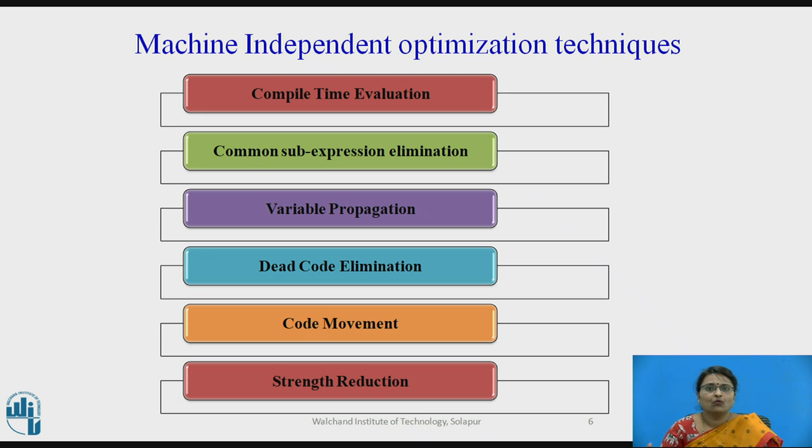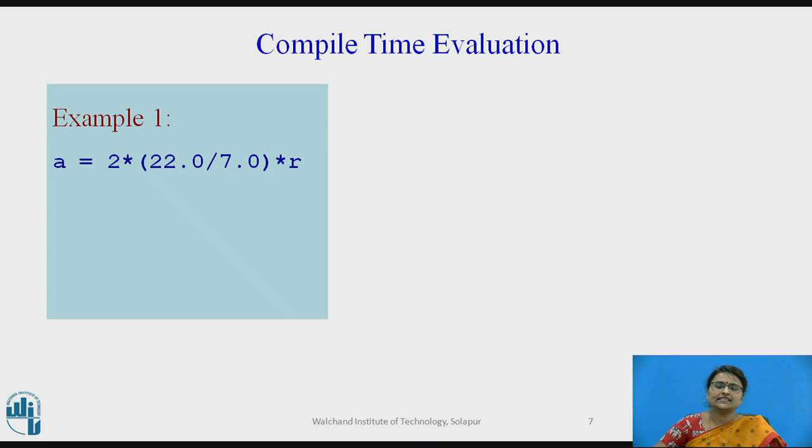Now let us see the various techniques in machine independent optimization. There are these forms: compile time evaluation, common sub expression elimination, variable propagation, dead code elimination, code movement, and strength reduction. In this, we can take common sub expression elimination and variable propagation together, because sometimes common sub expression elimination is based on variable propagation also. Let us see one by one.